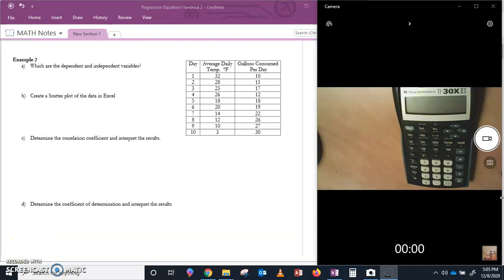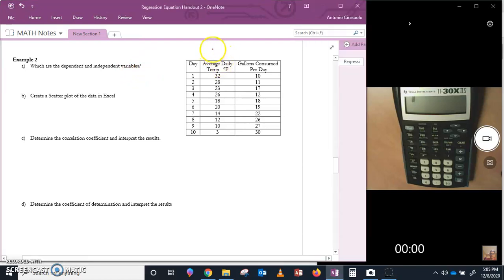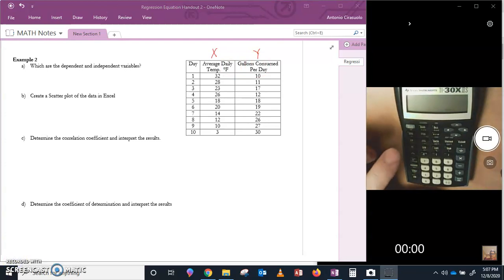So in this video, I'm going to do another example of regression analysis. In this case, we have the average daily temperature in degrees Fahrenheit and gallons consumed per day. And the question is, which is the dependent and independent variable? Once again, I would say that X is going to be the temperature, and the amount of gallons consumed per day depends on X. So X and Y.